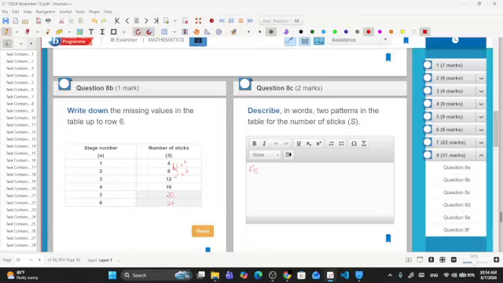Adding on, we can say, in order to describe a pattern, it can be said that as the stage number, or as the n value, increases by 1, the number of external sticks increases by 4. That's a logical observation.